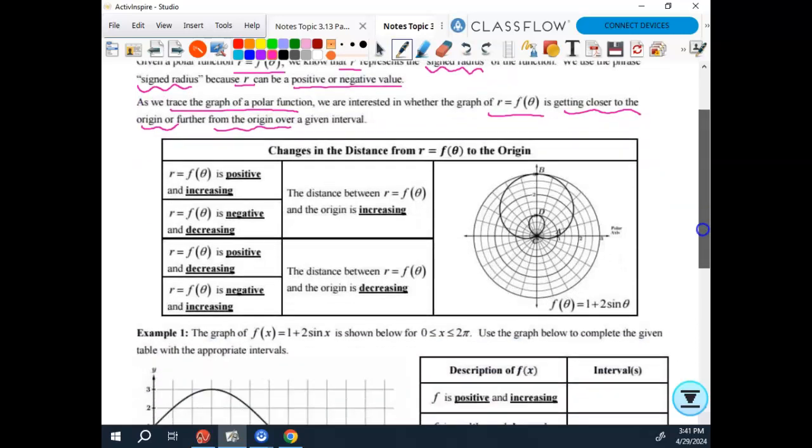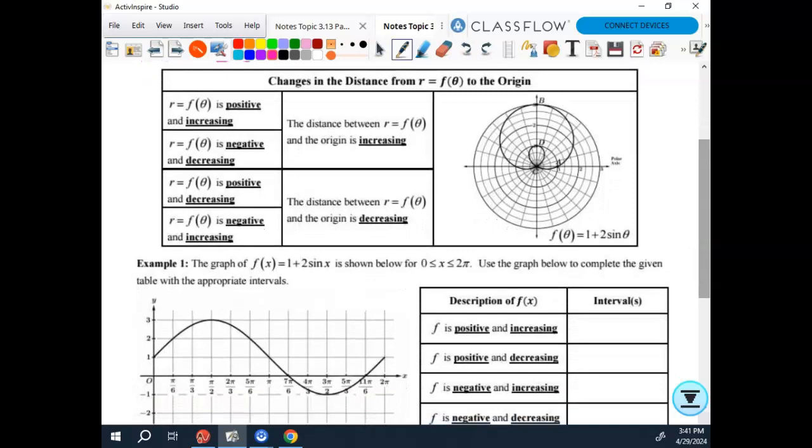This is a limacon with an inner loop, and we're looking at the changes in the distance from r equals f of theta to the origin. And the origin is the pole, that's your (0, 0), basically. The distance between r equals f of theta and the origin is increasing when r equals f of theta is positive and increasing, or negative and decreasing. And the distance is decreasing when r equals f of theta is positive and decreasing, or negative and increasing.